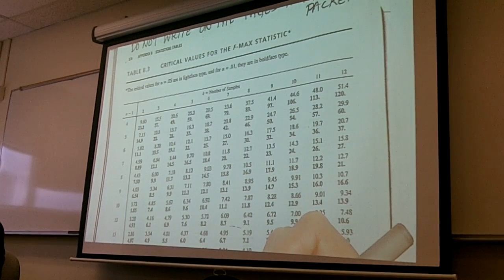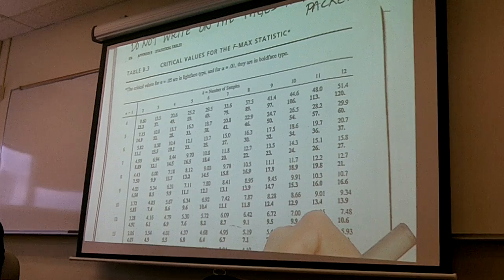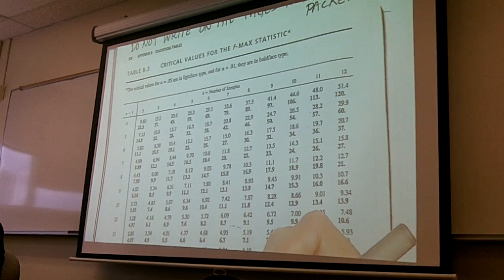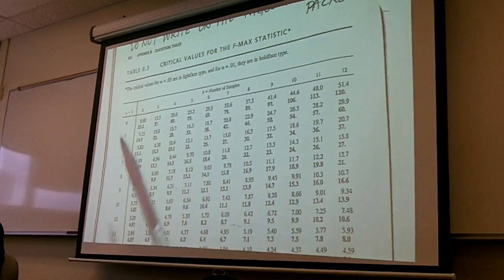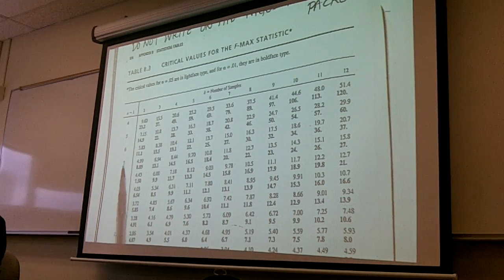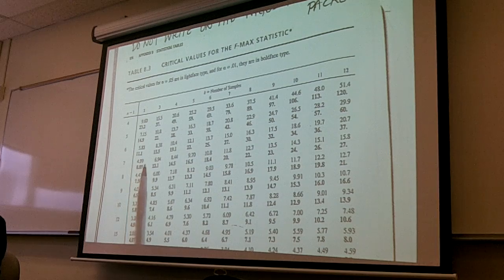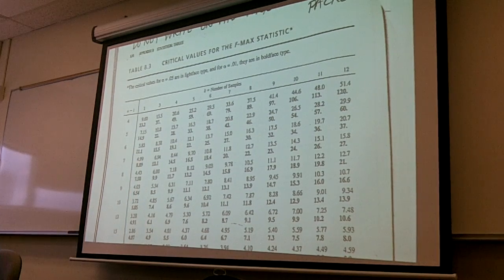N common, right? They have to have the same n, otherwise you can't do F-max. So the common n, the n that these 2 samples share, is 8. So 8 minus 1 is 7. So we go here to 7. And we go look and see what the 0.05 value is, and it's 4.99.